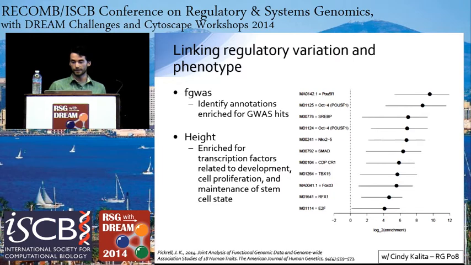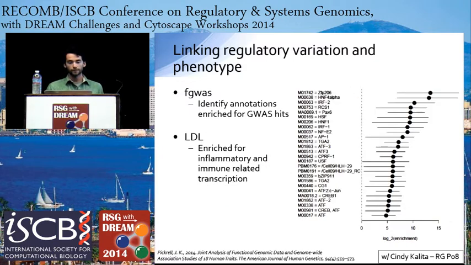And what we see for this height example is a lot of factors consistent with the biology of height, those that are involved in development, cell proliferation, and stem cell maintenance. Similarly, we looked at an LDL study, a low-density lipoprotein study, and we see, again, biologically relevant results popping out. We see factors that are enriched for inflammatory and immune function. We see the liver-specific HNF4 alpha factor. And we see the USF E-box factor, which has been linked to familial hyperlipidemia.